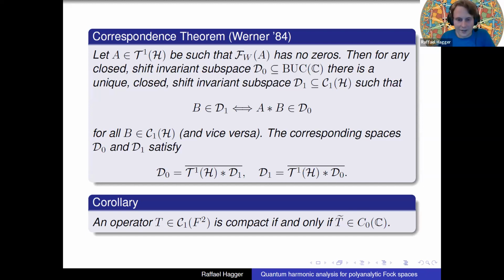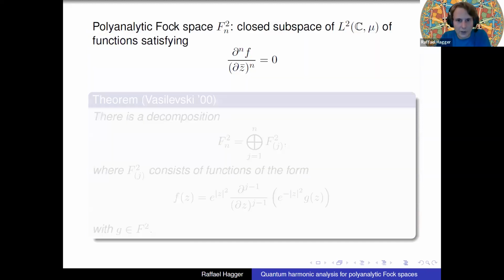Okay, so I think that's for now enough about quantum harmonic analysis. Let's jump into some applications to polyanalytic Fock spaces. So let me just quickly recall what they are. Now, instead of just taking analytic functions, we take polyanalytic functions. Those are the functions for which the nth conjugate derivative vanishes instead of just the first conjugate derivative. So if you put n equals 1, you just take it once. But now we take these functions. These are then called polyanalytic functions.